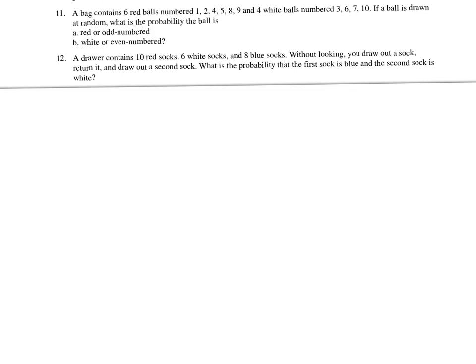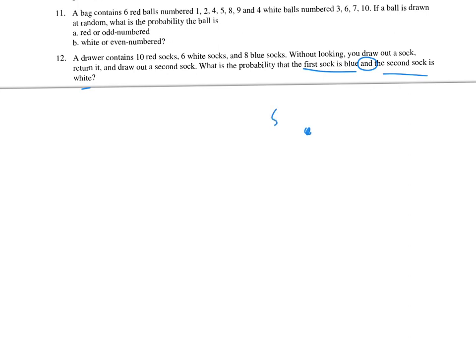All right, number 11 is very similar to number 10, so I'm going to let you guys try that one on your own. All right, next up here, we got a drawer with some socks in it. We need the probability the first sock is blue, and so that means we're going to be multiplying. The second sock is white. So the first sock is blue.